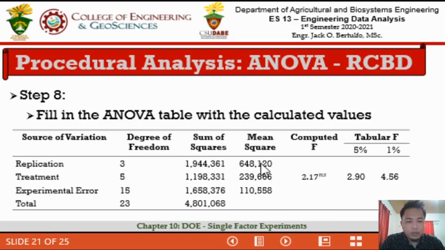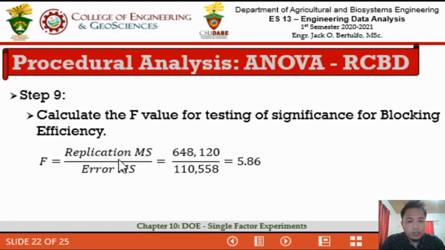But we have this replication. We need to check, maybe the area we used is different. Maybe replication one is different. So let's test for this replication. We need to calculate the F value for this replication. To calculate the F value, just use the replication mean square divided by the error mean square. So we have a value of 5.86.